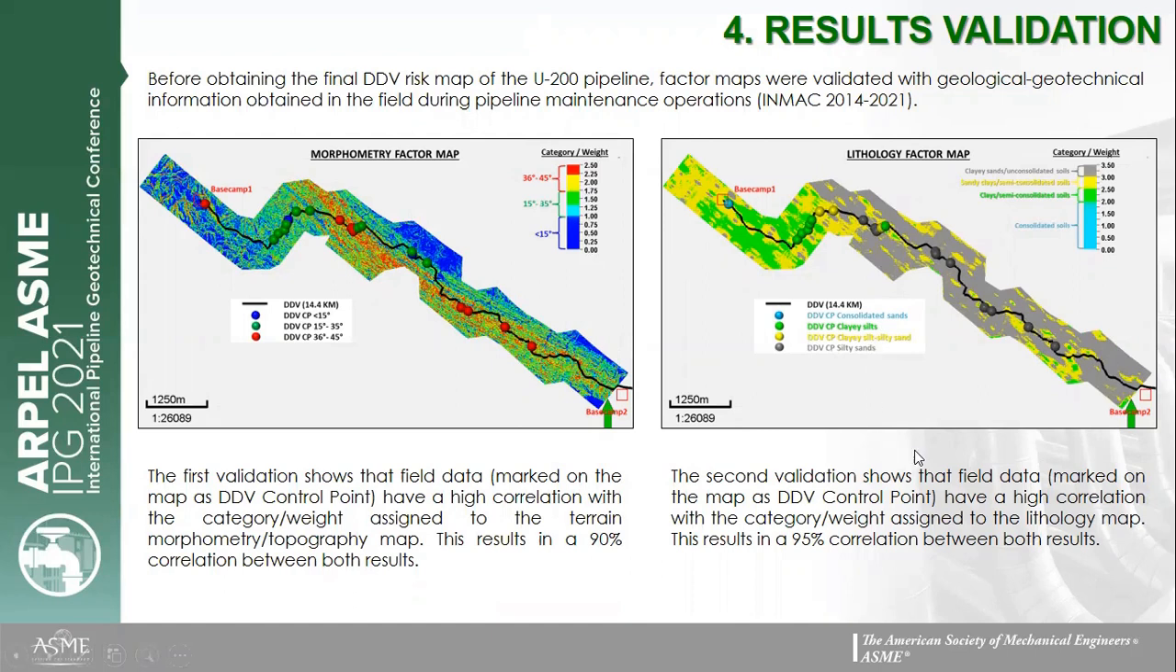The second validation, towards the right of the slide, shows that the field data, also marked as DDB control points in the image, have a high correlation with the category or weight assigned to the lithology map. This results in a 95% correlation between both results.